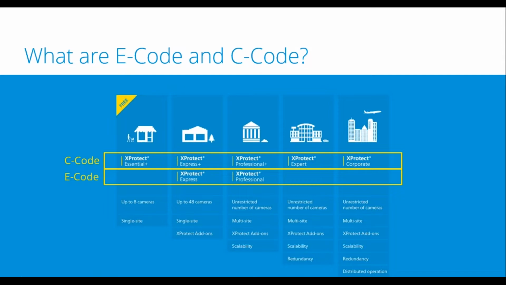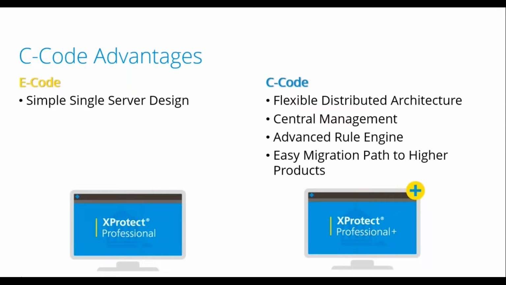E code refers to Express and Professional today, and the E actually refers to Enterprise, which was the top tier product at the time. So E code has been around forever. Basically, I think it's been around since the inception in 1998.